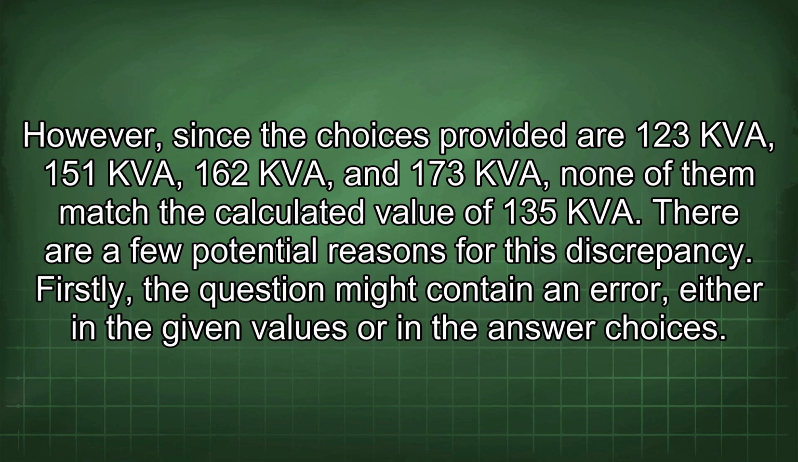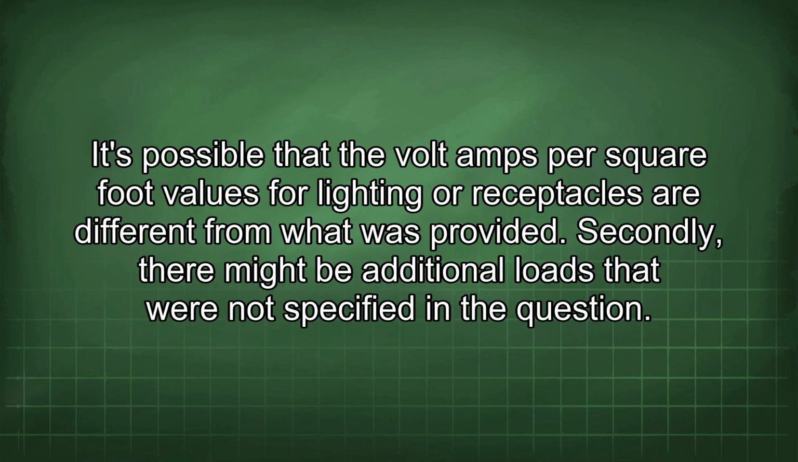However, since the choices provided are 123 kVA, 151 kVA, 162 kVA, and 173 kVA, none of them match the calculated value of 135 kVA. There are a few potential reasons for this discrepancy. Firstly, the question might contain an error, either in the given values or in the answer choices. It's possible that the volt-amps per square foot values for lighting or receptacles are different from what was provided.